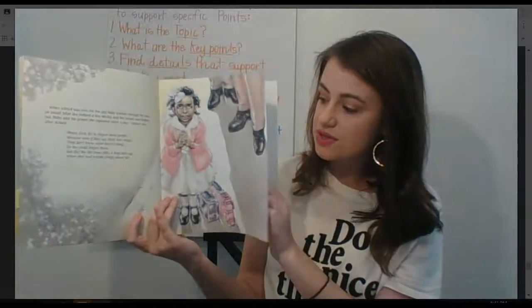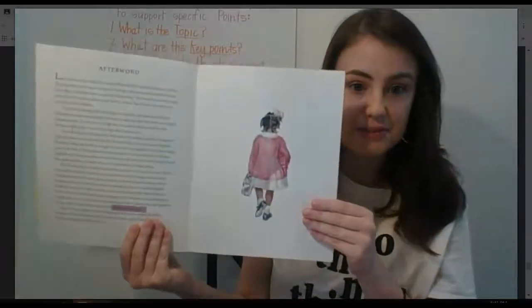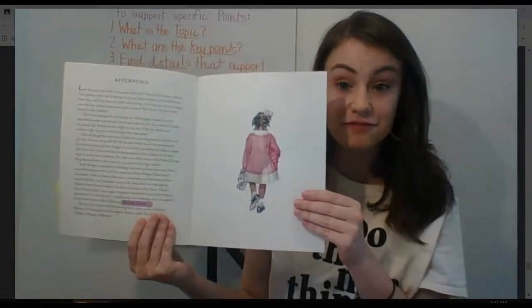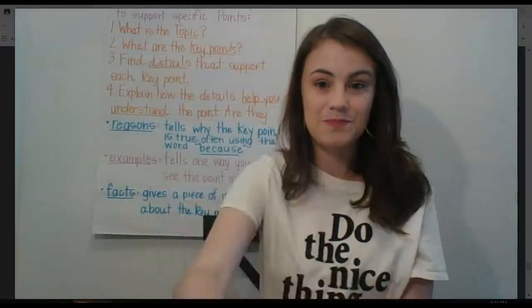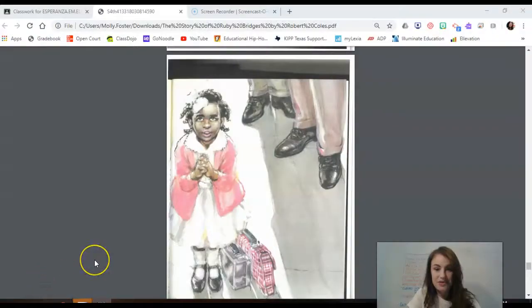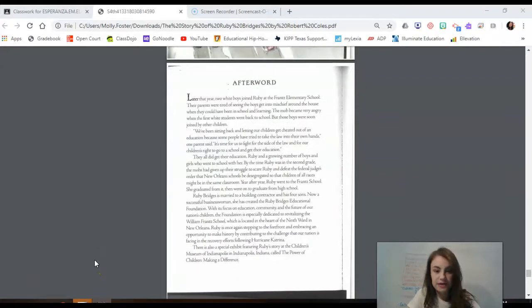Okay, so this was our story. And what I really want to focus on today is page 25, which is the afterword. So let's keep reading it together. So this is page 25. It is the afterword in our story. Okay, and it's telling us some information about what life was like for Ruby after this time of her life as a child. So I'm going to read it and follow along with me as I go.